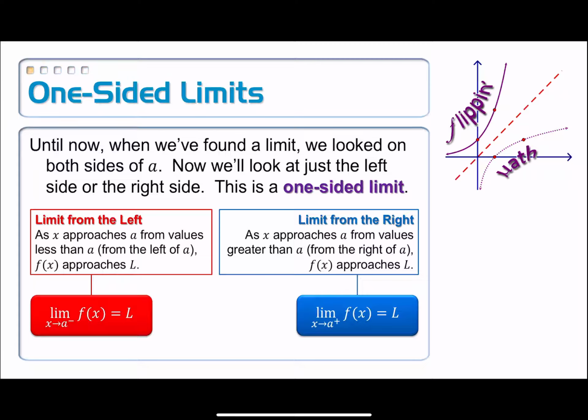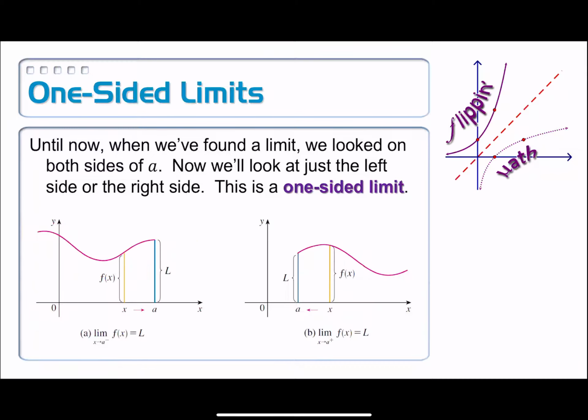Over here in blue, the limit from the right: as x approaches a from values that are greater than a, that is from the right side of a, f of x approaches L. The notation on this one has a superscript which looks like a plus sign. As x approaches a from the right, the limit of f of x is equal to L. Let's take a look at some graphs to go along with each one of these.